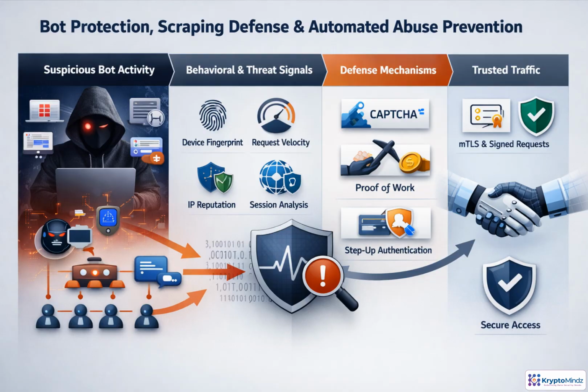Bot protection acts as a security checkpoint for API traffic. Each request brings signals such as device fingerprint, velocity, IP reputation, session history, and behavior over time. Risky traffic does not always need to be blocked immediately. It can be slowed, challenged with CAPTCHA or proof of work, or sent to step-up authentication. Trusted service traffic should use stronger identity, such as signed requests, mTLS, and workload identity, so legitimate automation moves smoothly while scraping, credential stuffing, and probing are contained.